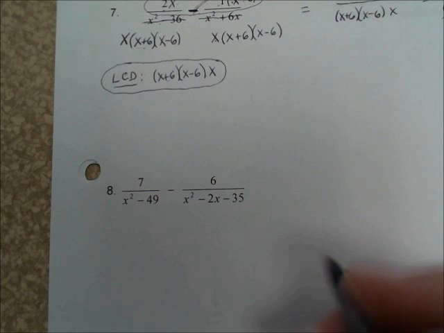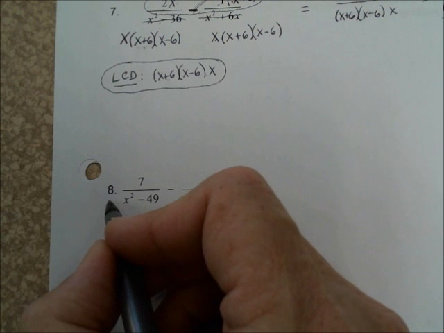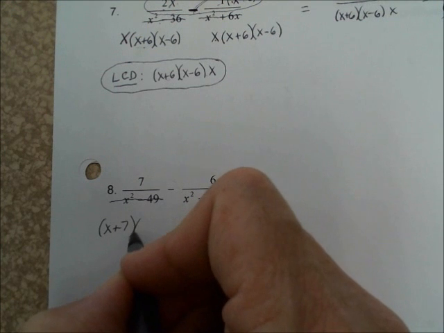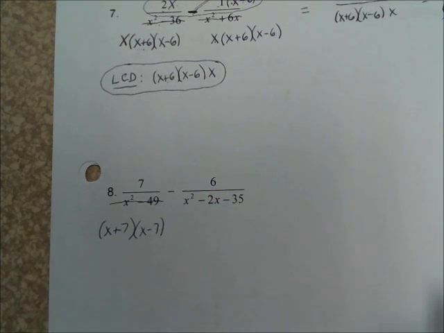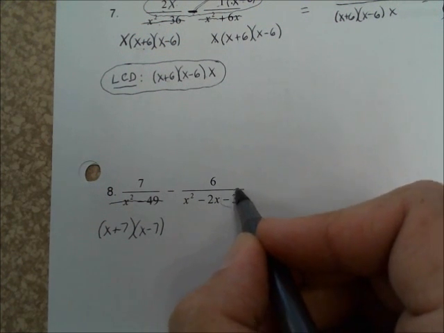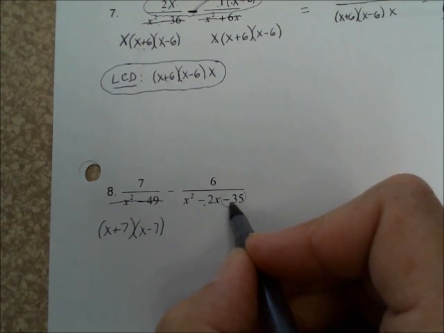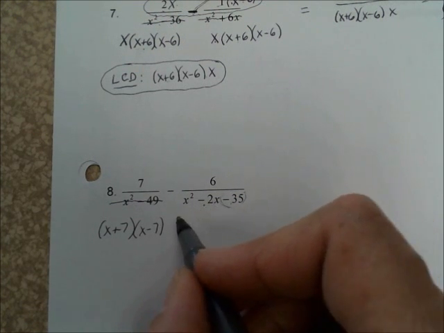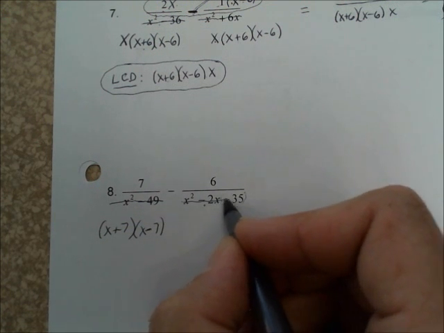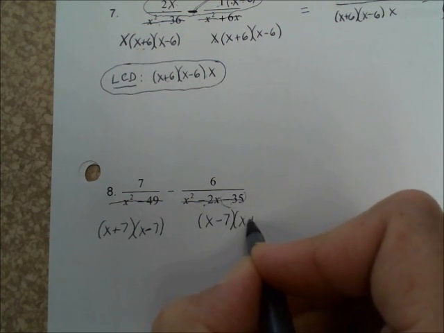The next one, number 8, has a denominator that says x squared minus 49. That's the difference of two perfect squares again. So let's factor this into x plus 7, x minus 7. This one is a trinomial. It has a negative 35, and there are factors of negative 35 that add up to negative 2. What are the factors of negative 35 that add up to negative 2? I think it's negative 7 and positive 5. So let's factor this one into x minus 7 times x plus 5.